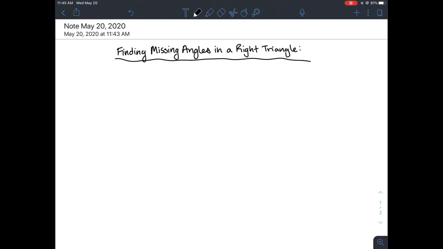All right, so we're going to be finding the missing angles in a right triangle. We last were looking for the missing side lengths using our trigonometry. This time we're going to be looking for the missing angle, and it's almost the exact same thing. There's just one extra button we push on the calculator to get it done.